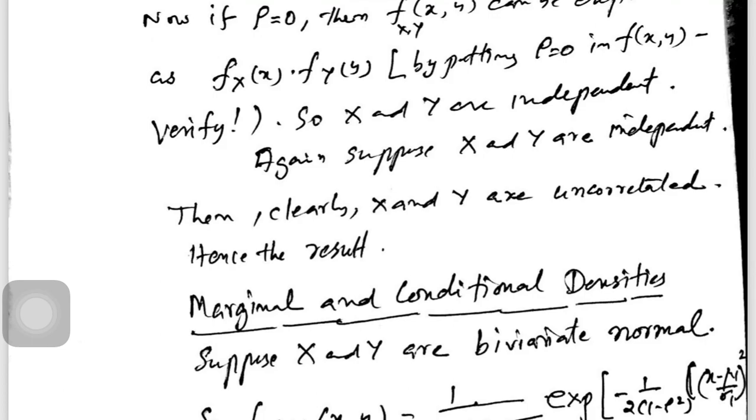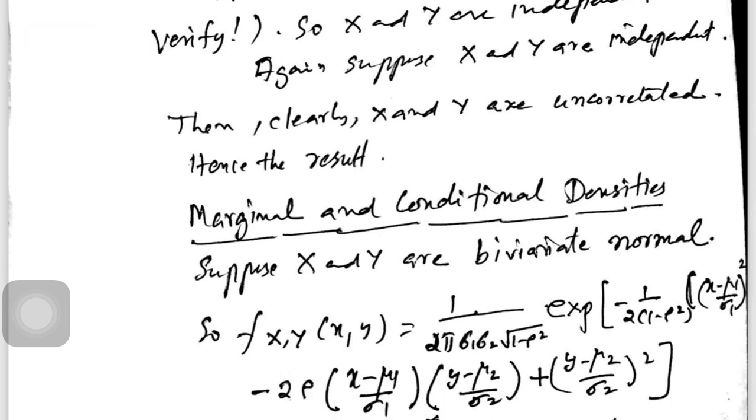So this is actually a characterization of the bivariate normal distribution. For the bivariate normal distribution, if x and y are uncorrelated, then x and y are independent, and if x and y are independent, then x and y are uncorrelated. Then we come to the derivations of the marginal distributions of x and of y, and similarly the conditional distributions of x given y and of y given x.